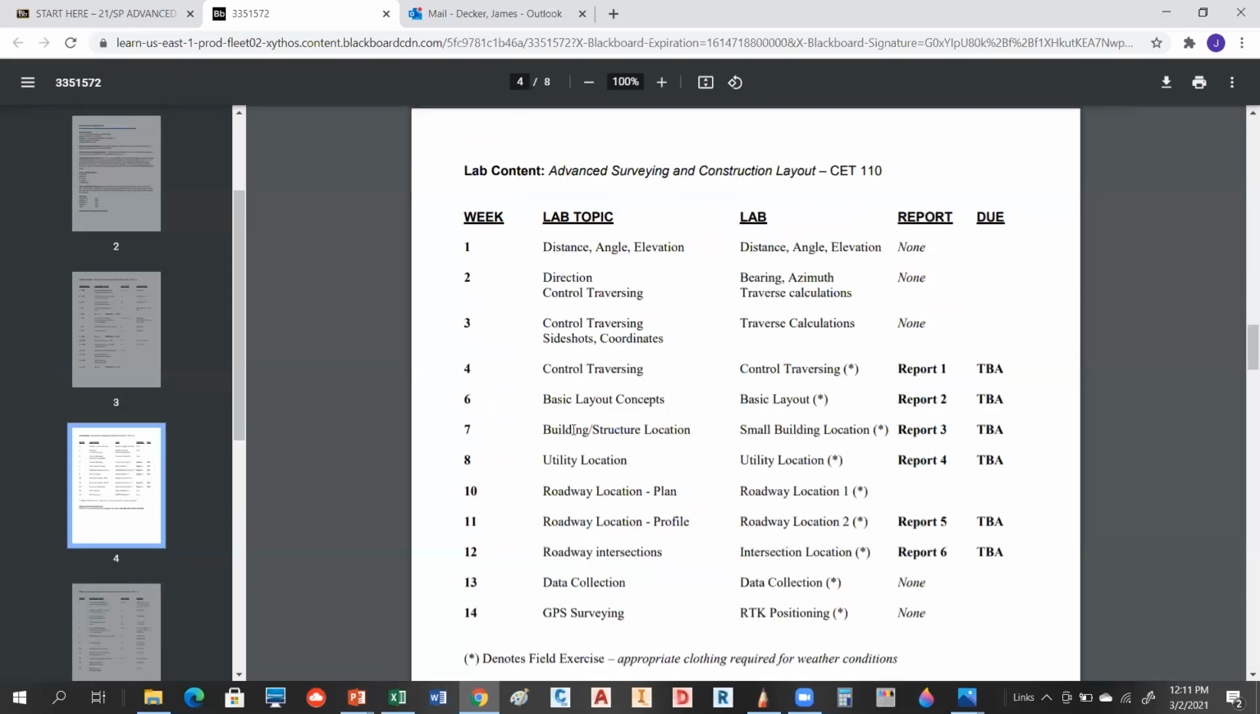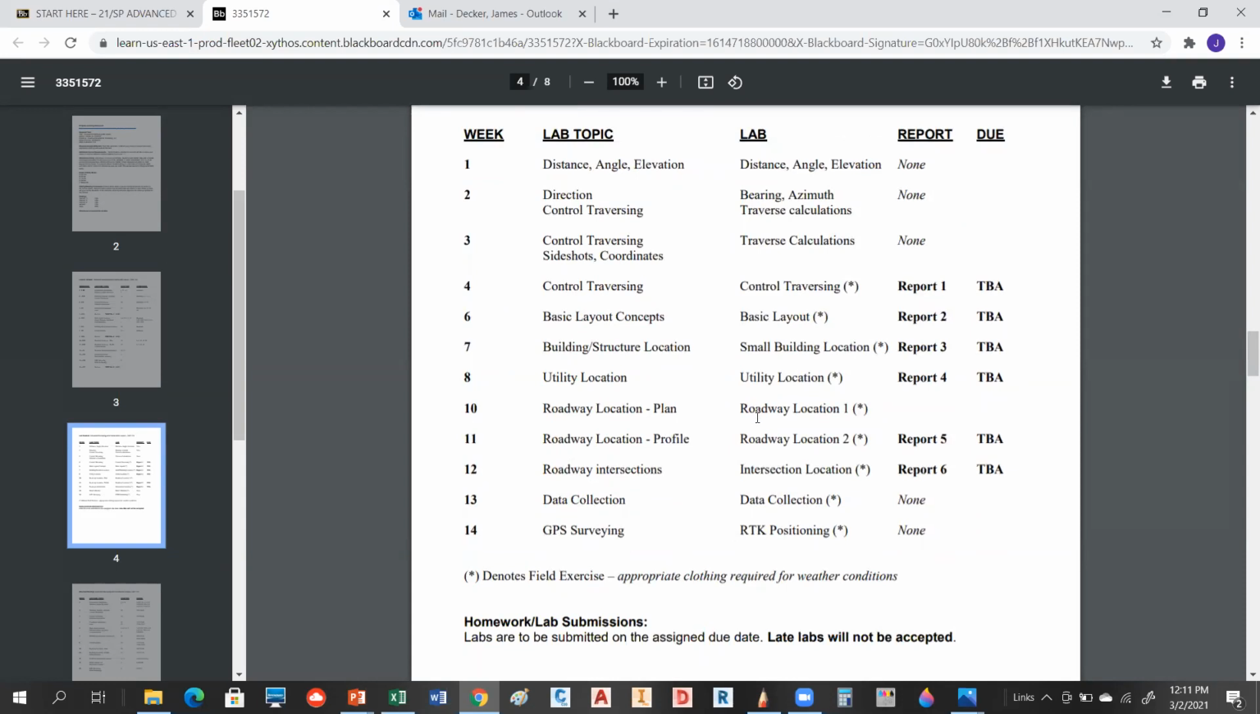So in terms of the labs, we are going to be doing this basic layout concepts lab, which will be our second lab. The control traversing lab that we did last week worked out very well. I was really pleased with that overall. We'll see if there are any questions on that in a minute. That report was due, I think I told you, in two weeks, so a week from this Thursday is when it will be due. Then we'll be pushing these other ones down. One of these labs we're probably going to lose, and we'll decide when we get down here. That's not going to be a big deal.